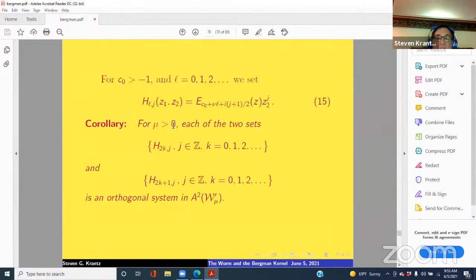Now we'll define h sub l j to be this expression involving our old friend capital E and z2 to the j. And here's an important corollary. For mu bigger than 0, each of the sets h sub 2k comma j for j in the integers and k equals 0, 1, 2, and so on, and h sub 2k plus 1 comma j for j in the integers and k equals 0, 1, 2, and so on, is an orthogonal system in the Bergman space. So after a lot of work, you see, we finally have generated an orthogonal system in the Bergman space for one of our worms.